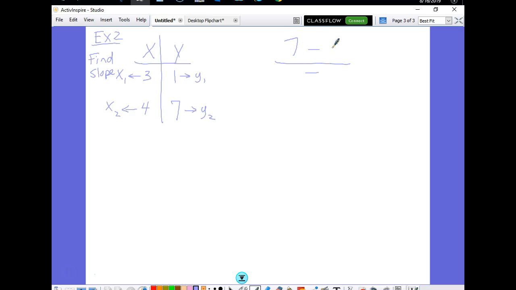7 minus y1, which is 1, over x2, 4, minus 3. Oh, 3. Yes, you're right. 7 minus 1 over 4 minus 3? Oh, it's the same slope. That's interesting. I didn't do that on purpose. Okay, one more thing. One more example.